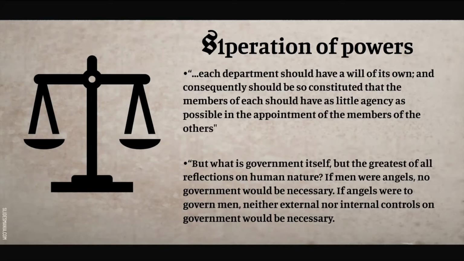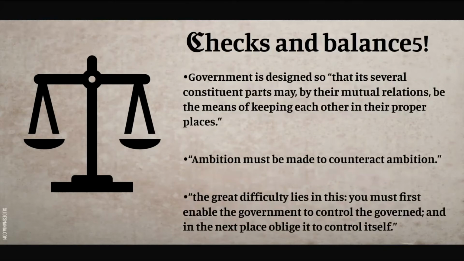"But what is government itself but the greatest of all reflections on human nature? If men were angels, no government would be necessary. If angels were to govern men, neither external nor internal controls on government would be necessary." Clearly, this is rhetorical, that we need internal controls. And here comes the checks and balances. This new government under the Constitution has been artfully designed so that its several constituent parts may, "by their mutual relations, be the means of keeping each other in their proper places." The very design bakes it in.